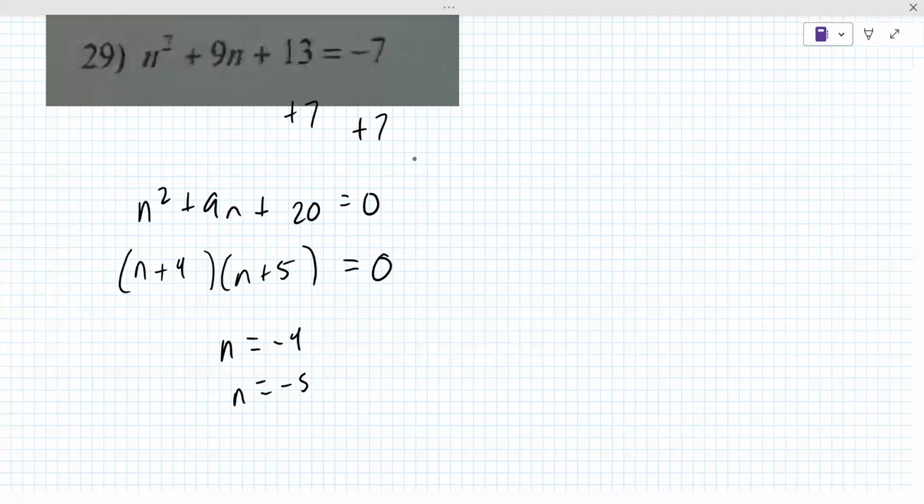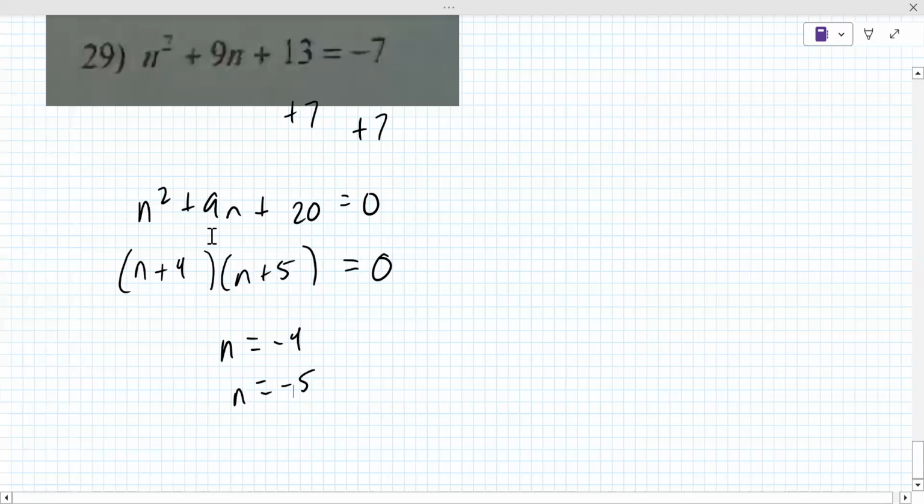If you do it the hard way, even if you get the right answer, you're gonna wish you had saved the time by doing it the other way. I got just normal 5 and 4. You can see here that two numbers that multiply to 20 and add to 9 are 4 and 5. So you set them equal to 0 and get -4, -5.